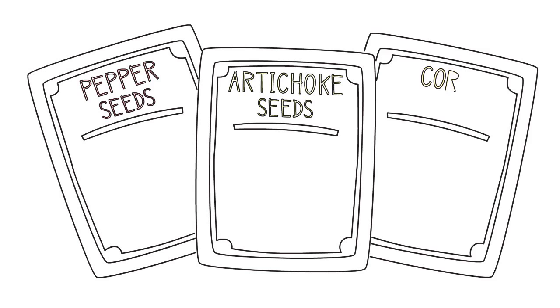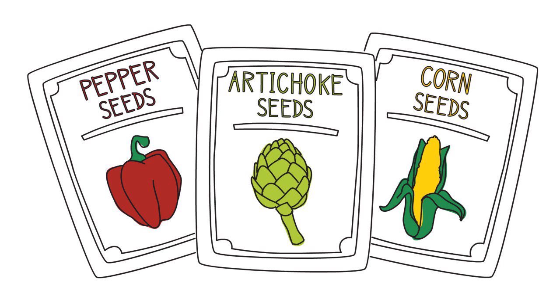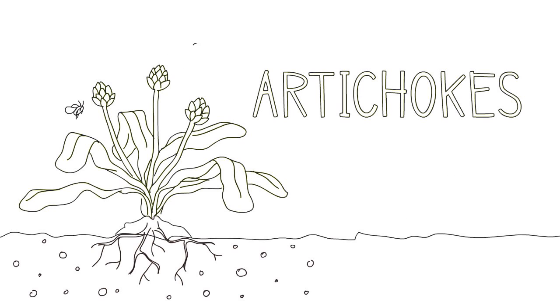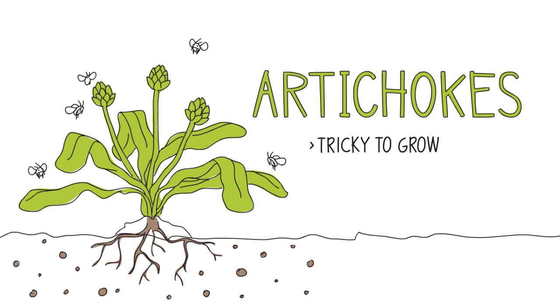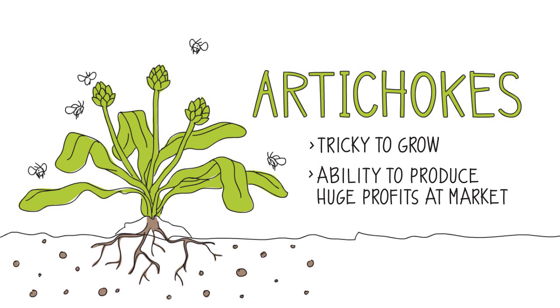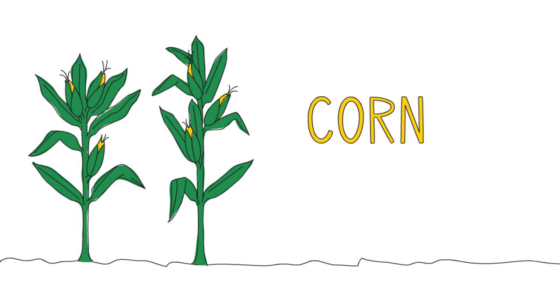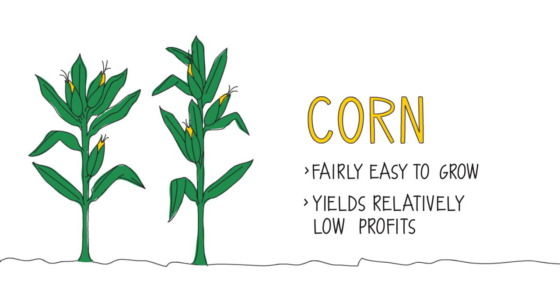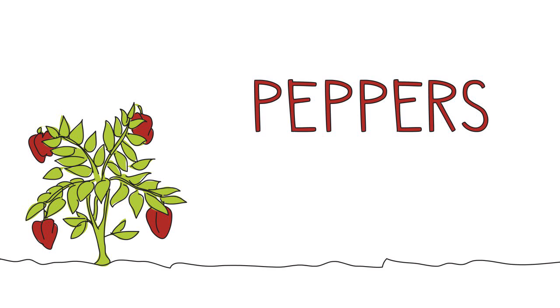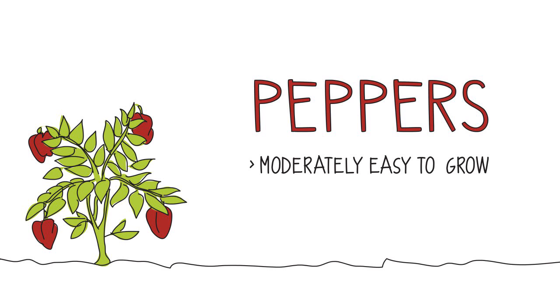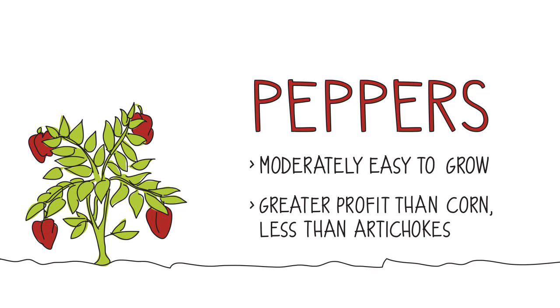This growing season, Farmer Brown has decided to plant artichokes, corn, and peppers. Artichokes can be tricky to grow. They require the right soil and growing climate, and they're susceptible to insects. But they also have the ability to produce huge profits for Farmer Brown at the market. Corn, on the other hand, is fairly easy to grow. It requires less attention, but is ultimately not worth much, and will yield Farmer Brown a relatively low profit at the market. Peppers fall somewhere between artichokes and corn. They'll make Farmer Brown more money at the market than corn, but not as much as artichokes.